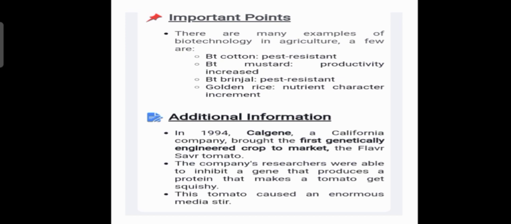Important points to note: there are many examples in biotechnology. A few are Bt cotton, which is pest resistant. Bt mustard, productivity increased. Brinjal, Bt brinjal, pest resistant. Golden rice, which is very important, has an increased nutrient content. So these are important points; not all of them, but the question may ask from this. Additional information: Calgene in 1994 was the first to market a genetically engineered crop, the Flavr Savr tomato. Okay.